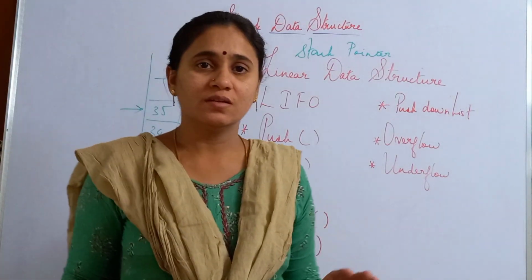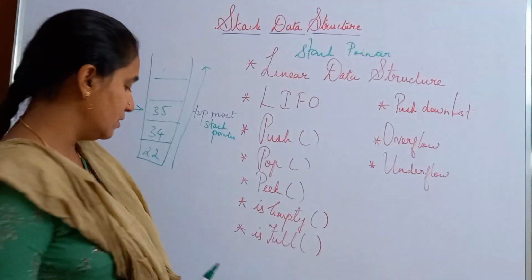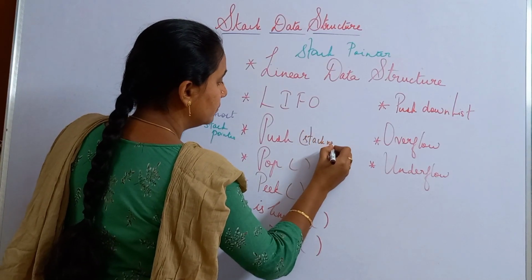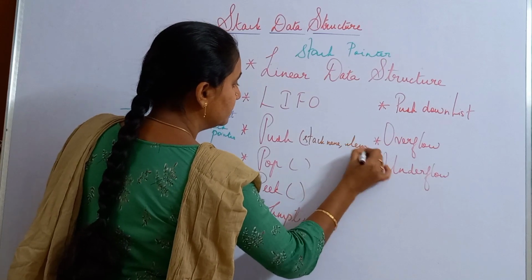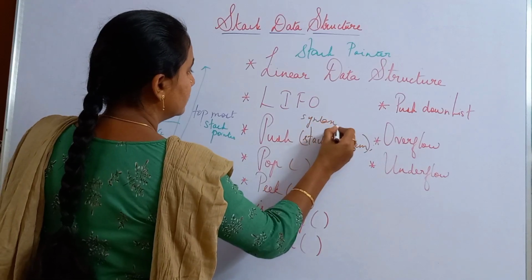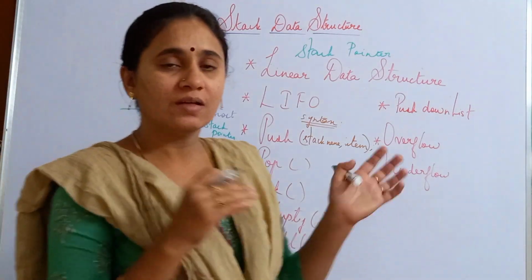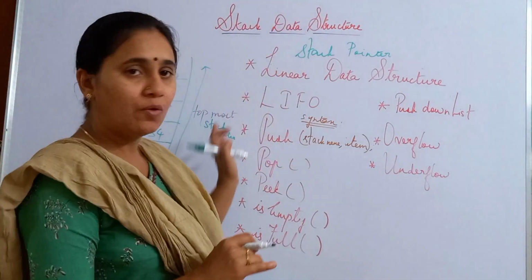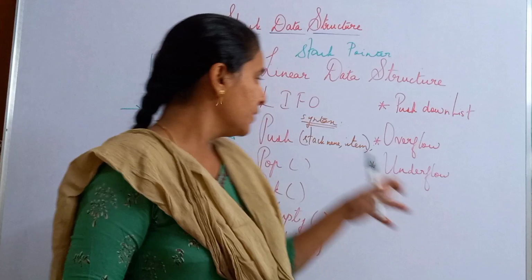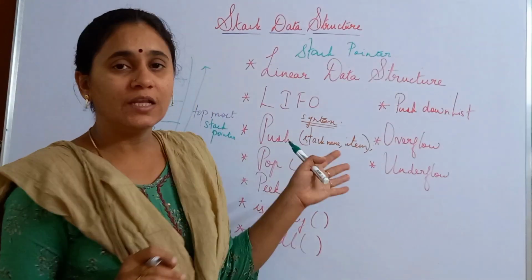Now we will discuss what is the meaning of the push operation. The main syntax of the push operation is push, stack name, comma, item. This is the syntax of the push command. When you type push, you give the name of the stack, that is the name of the place where you are storing all those variables in stack format, and the actual item we are going to push. So this is the syntax of push.